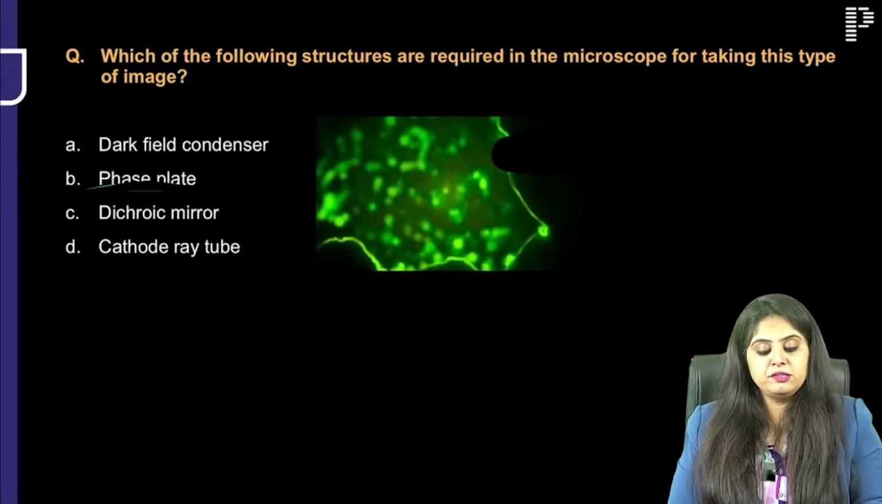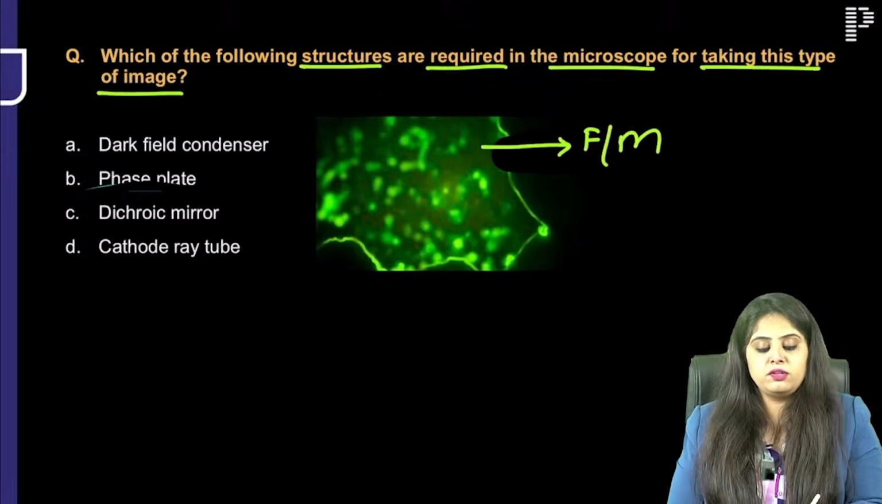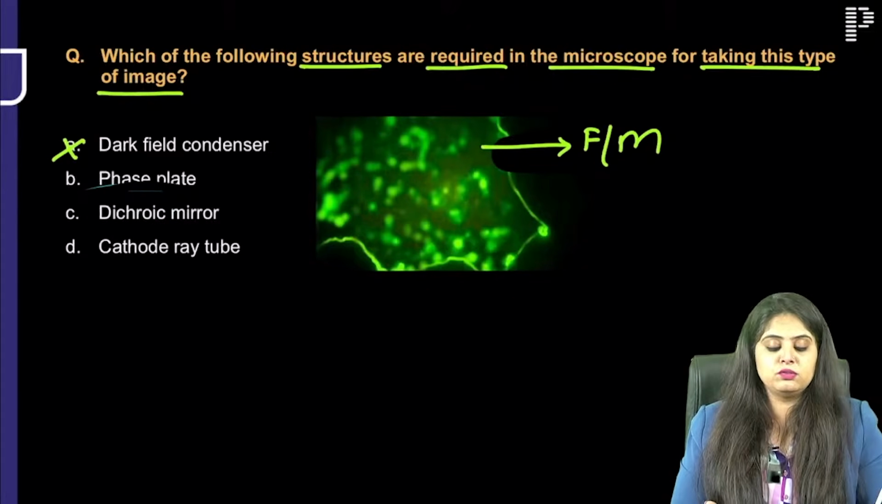Which of the following structures are required in the microscope for taking this kind of an image? This image that I can see is a fluorescent microscope image, right? In fluorescent microscope, what do you need? Do you need a dark field condenser? No, that was in dark field microscope. Cathode ray tube is not needed anywhere.